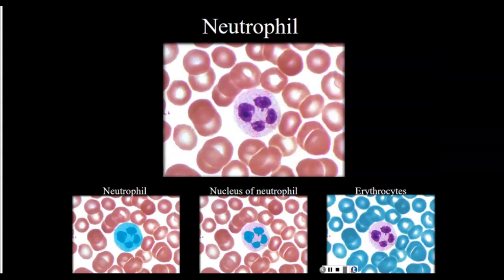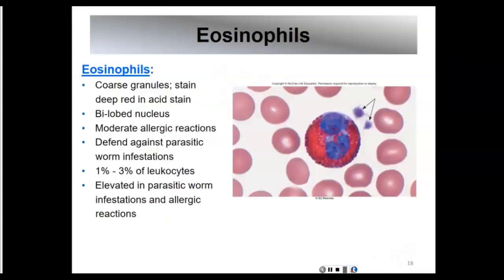There's what neutrophils look like. You can see they're bigger than red blood cells. Eosinophils are next, and this one has coarse granules in the cytoplasm, and they will stain red. Usually if eosinophils are present, it means you're having an allergic reaction. It defends against parasites also. So it may be elevated in parasitic worm infestations or an allergic reaction.